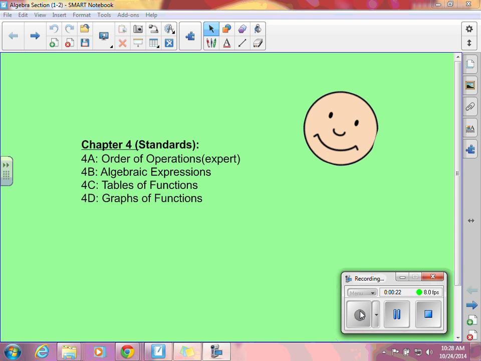4B, you'll notice, is algebraic expressions, 4C, tables of functions, and 4D, graphs of functions. So this is what your next test is going to look like. It's going to have 4 sections to it. Okay.